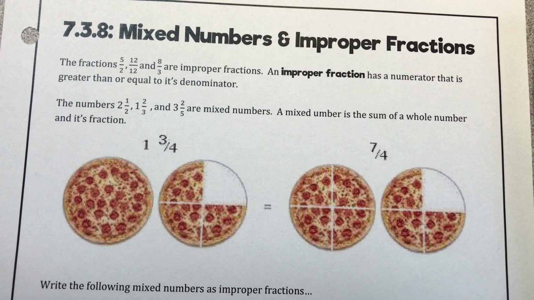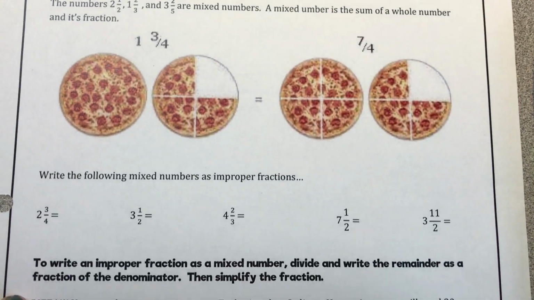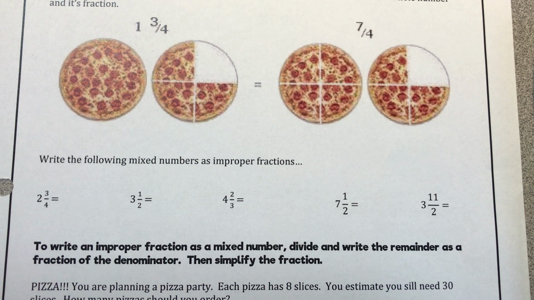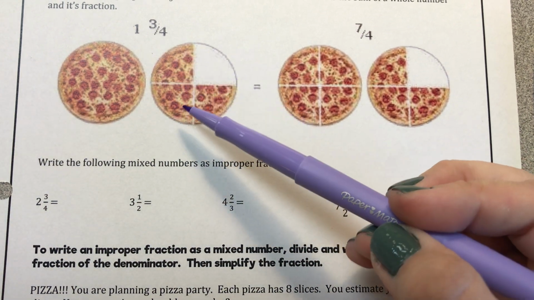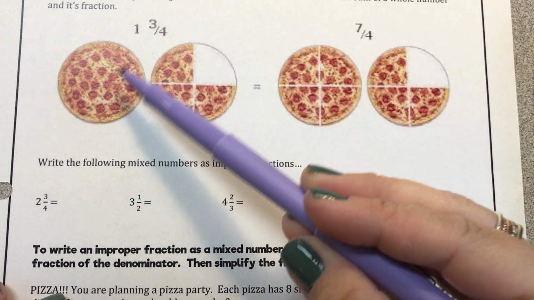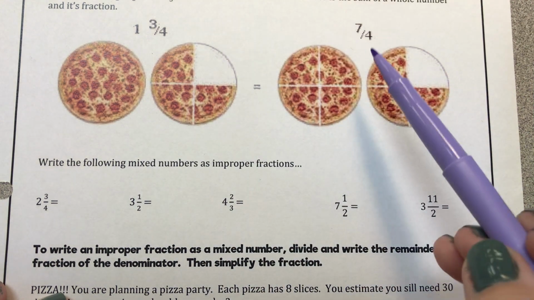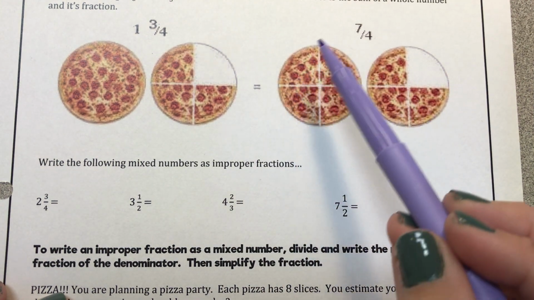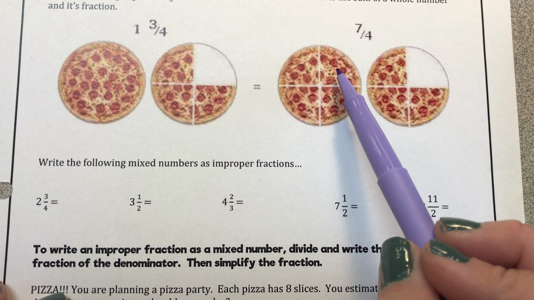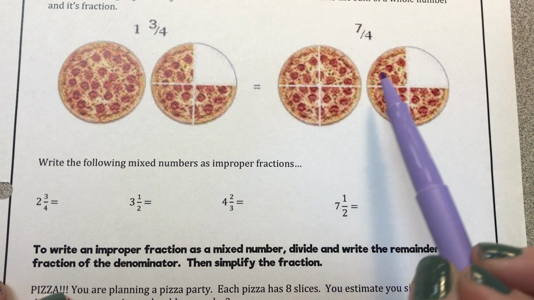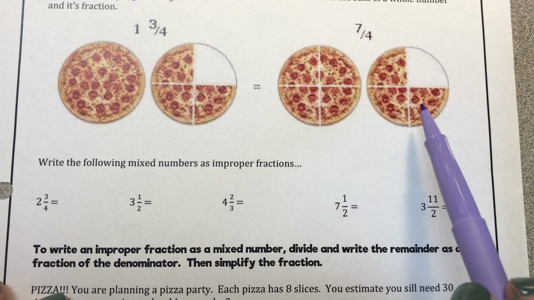Okay, and so what I have put on here is an illustration of a mixed number, okay, with pizza. So this would represent one whole pizza and 3/4 of another. So this is 1 3/4. And then this, it's the exact same amount of pizza, but it's written as an improper fraction because it's 1, 2, 3, 4, 5, 6, 7/4.